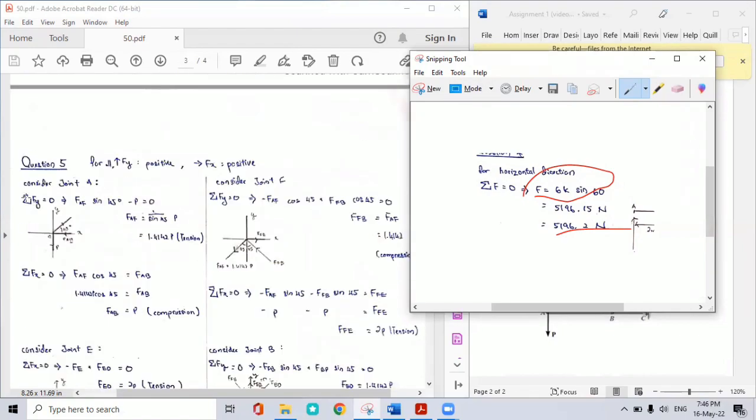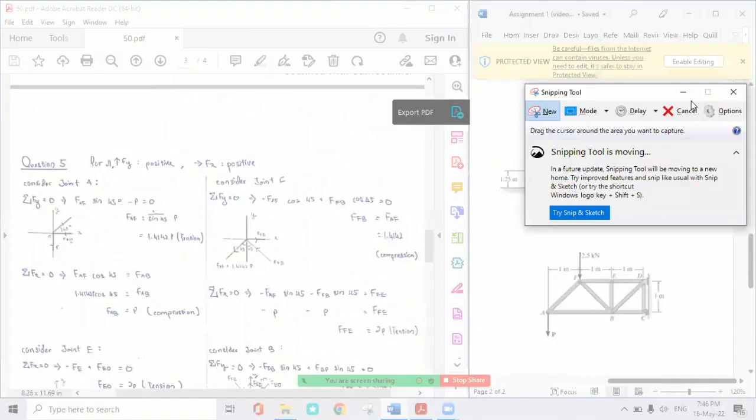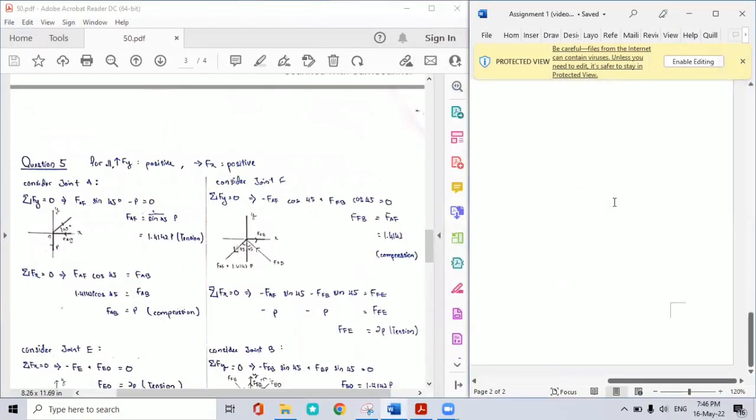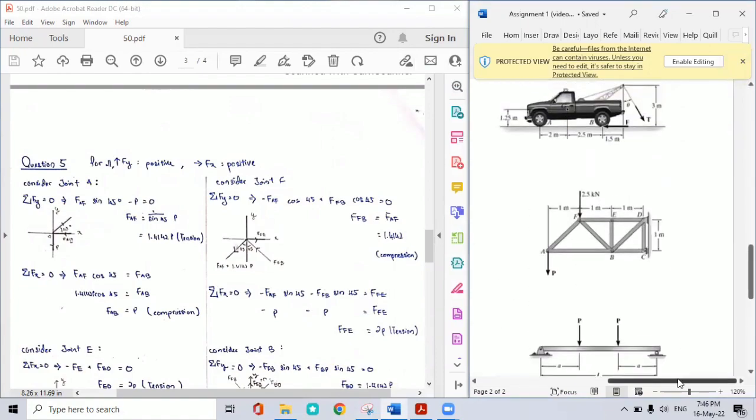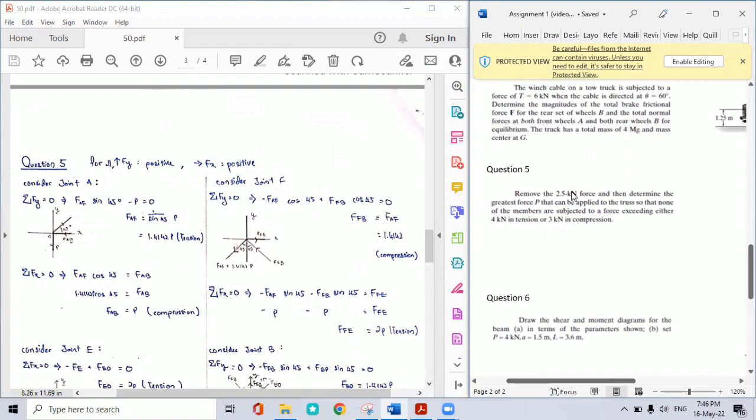Let us take a look at question 5. Okay, here comes question 5. Question 5 requires us to remove the 2.5 kilonewton force and then determine the greatest force P that can be applied to the truss so that none of the members are subjected to a force exceeding either 4 kilonewtons in tension or 3 kilonewtons in compression.